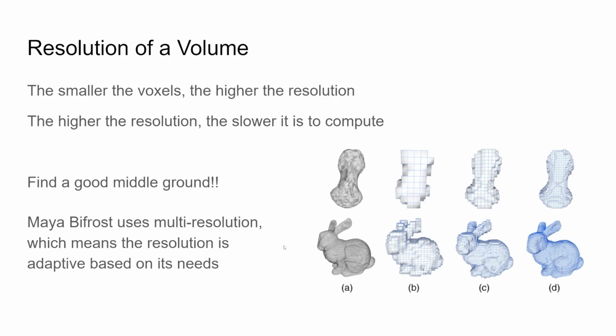Voxels also have a resolution assigned to them. The bigger the voxel, the lower the resolution. You can see here how if the voxels are really big, there's less of them, but they can't really approximate the shape of this rabbit here or whatever this figure is. But the smaller the voxel size is, the better approximation you have of the shape. Also, the smaller the voxel size, the higher the resolution, which means there's a lot more voxels for your computer to compute.